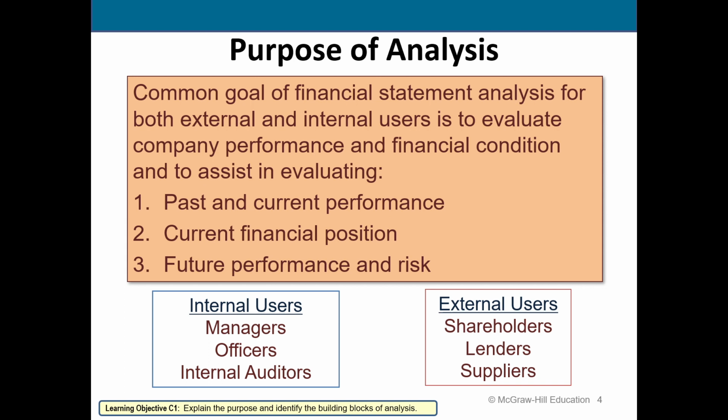And so basically we're looking at three aspects, kind of like a 360 performance evaluation. We're looking at past and current performance, we're looking at the current financial position, and we're looking at the future. Number three is probably the most important because financial statements are based on historical data, and so we need to extrapolate that information to make future projections for future performance. And like I said, this is helpful for internal users and external users.